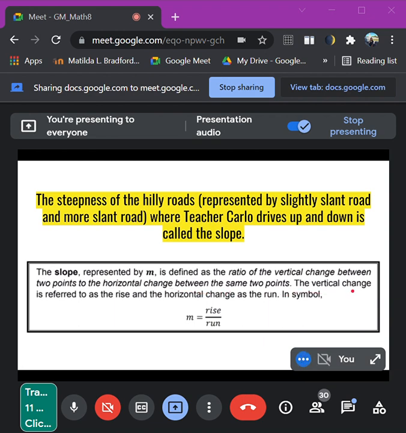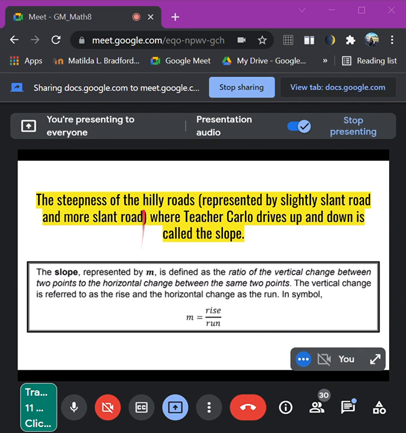So the vertical change is referred to as the rise and the horizontal change as the run. So if we're going to write that into a symbol or an equation, you have there m is equal to rise over run. So remember, our rise comes first, that is our vertical, meaning to say it goes up and down. So like this, our x.